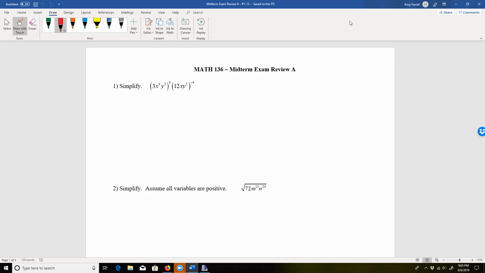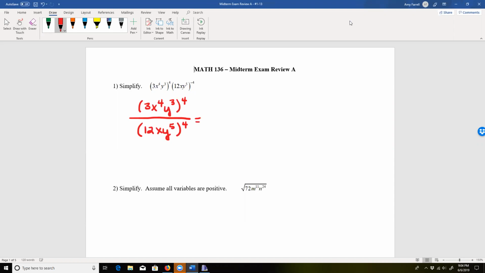This isn't the only way to do this problem, but in my opinion, it's the most efficient way to do it. So I noticed this 12xy to the 5th is raised to the negative 4th power. I'm going to go ahead and move that down to the denominator as a group. And if I move it down there, then that exponent that is a negative 4 becomes a positive 4.